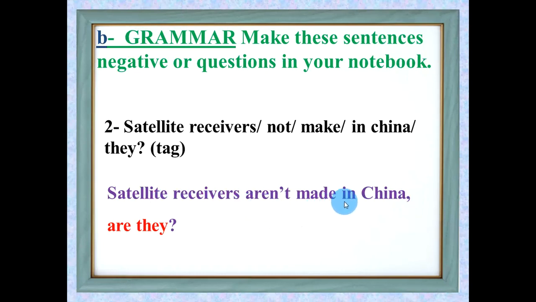Satellite receivers aren't made in China, are they? Here we have the auxiliary verb aren't in a negative sentence, so we transform it into an affirmative question. So aren't here becomes are, followed by the subject they. They here is a plural subject, referring to satellite receivers.